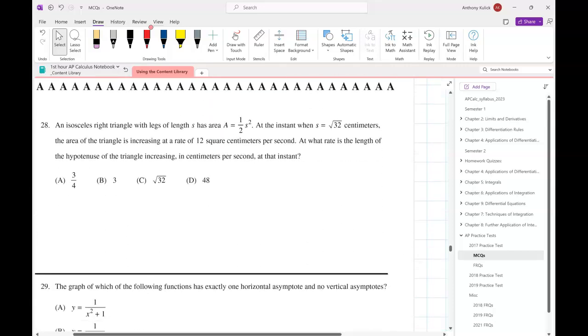All right. 28 was one of our most guessed problems because it was a related rates problem. Oh no! It says an isosceles right triangle with legs of length s has an area A equals 1/2 s squared. At the instant when s is equal to root 32 centimeters, the area of the right triangle is increasing at a rate of 12 square centimeters per second. At what rate is the length of the hypotenuse of the triangle increasing, in centimeters per second, at that same instant?